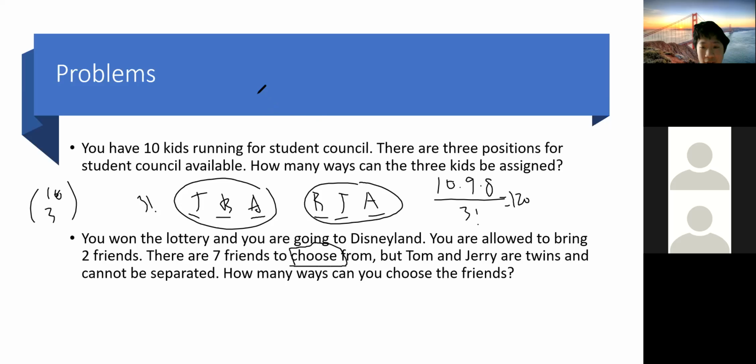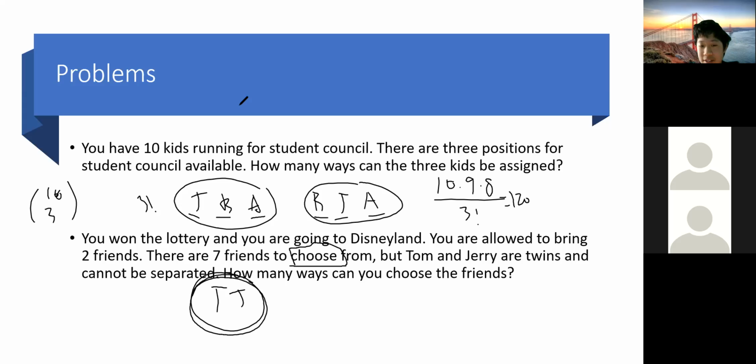So you're allowed 2 friends to bring to Disneyland, and there are 7 friends to choose from, but Tom and Jerry are twins and cannot be separated. So this means you cannot choose Tom and some other kid. You cannot choose Jerry and some other kid. If you have Tom in it, Jerry has to be part of that group as well. This is the only way you can have Tom or Jerry going with you to Disneyland. Otherwise, they're not going to be able to go.